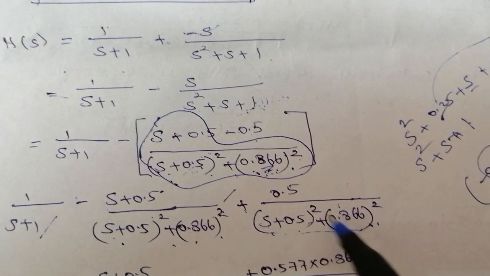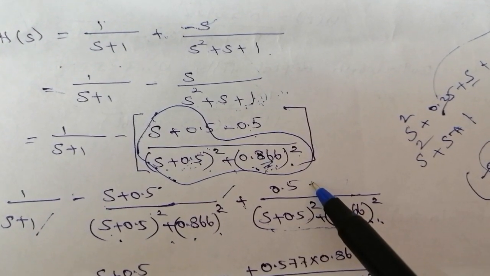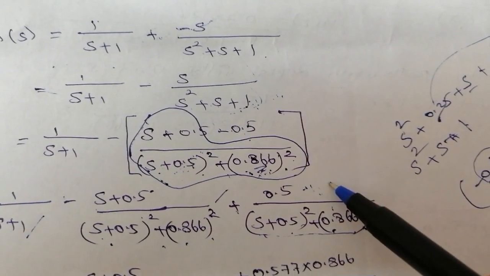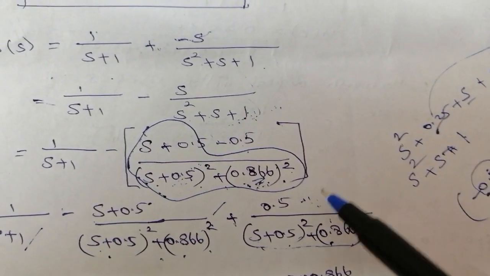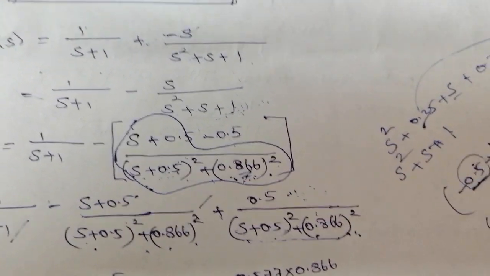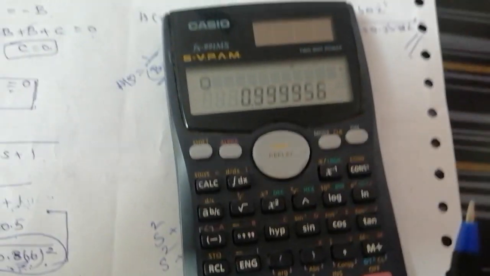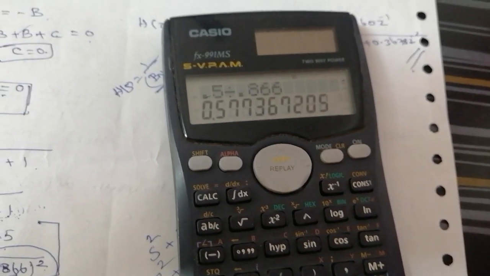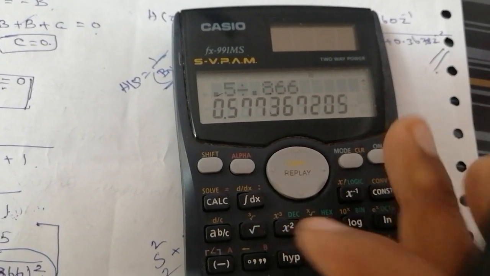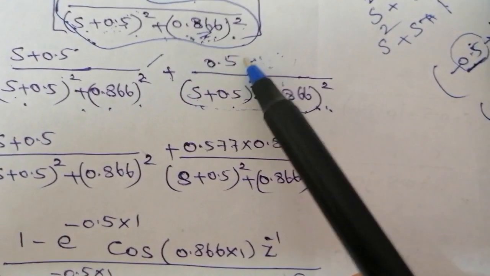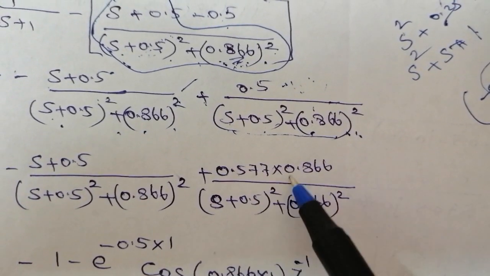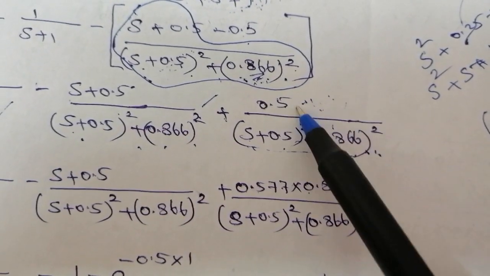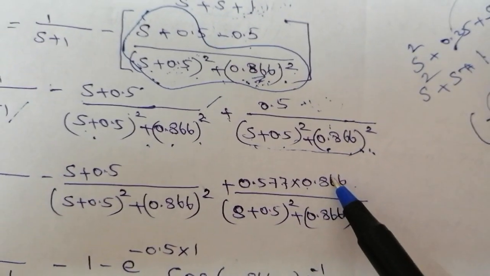So here the denominator is okay, (s plus a) squared plus b squared. But the numerator is not the b value. So in the numerator we should have 0.866. For that you just divide this 0.5 by 0.866, which will give 0.577. So the above 0.5 is changed as 0.577 into 0.866. These two terms together are nothing but 0.5, so we are not changing the term, we just modify it, right?